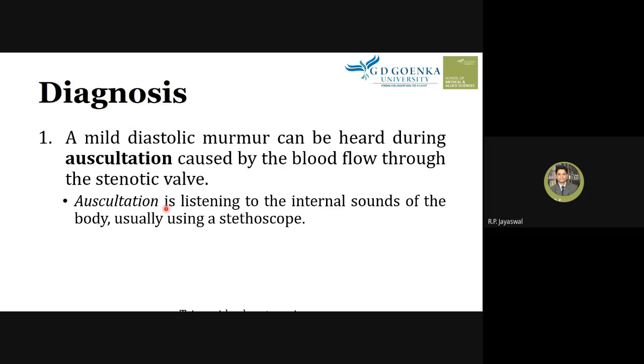Auscultation is listening to the internal sounds of the body using a stethoscope. When we hear internal sounds using the stethoscope, that procedure is known as the auscultation procedure. And we can hear the murmur sound, the diastolic murmur sound. So this is the first screening process.